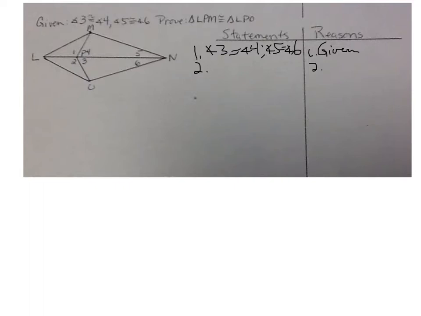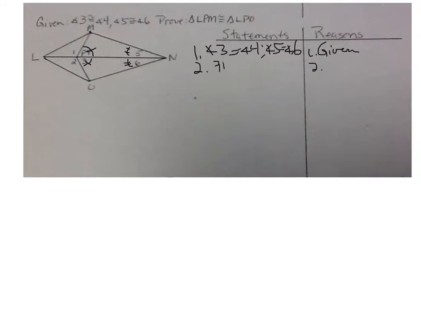Okay, to start this proof, we look to what we want to try to prove. We are trying to prove that triangle LPM, this triangle over here on the left, is congruent to triangle LPO. Well, in order to do that, we don't have a whole lot of information about that triangle yet, but I do have angle 3 is equal to angle 4, angle 5 is equal to angle 6. So with one more piece of information, I can prove those triangles on the right are congruent.